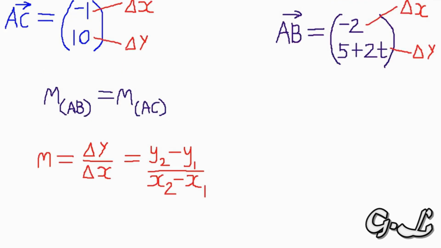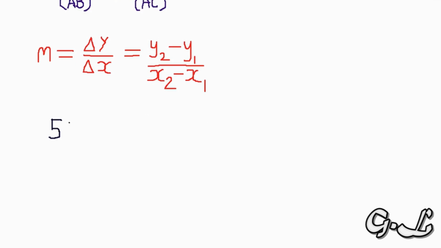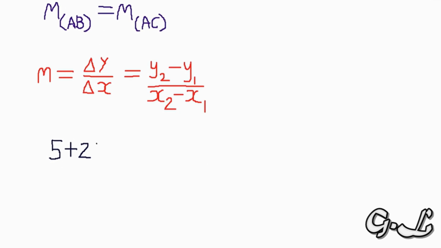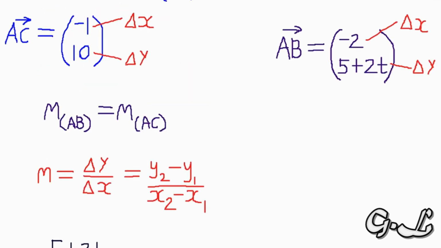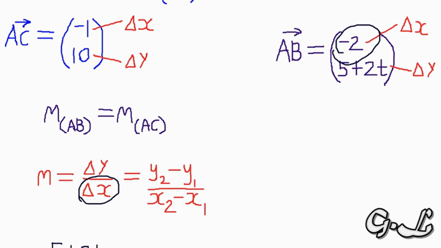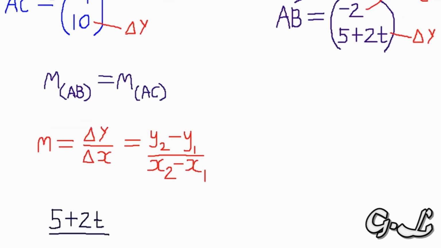So we have the delta y. We're going to start with the delta y, and in that case, we have the delta y as 5 plus 2t. That is what is going to be our delta y. Remember, if you want to find the gradient, you're supposed to take the delta y over the delta x, which is the change in y over the change in x. So we're going to write -2 as our denominator, like that.